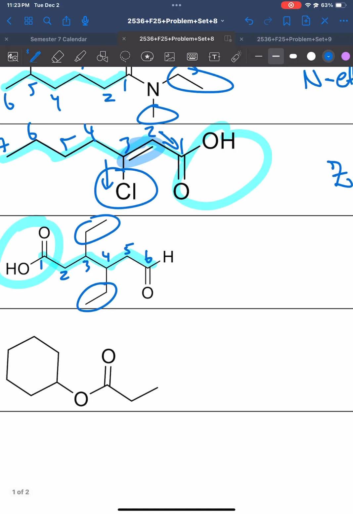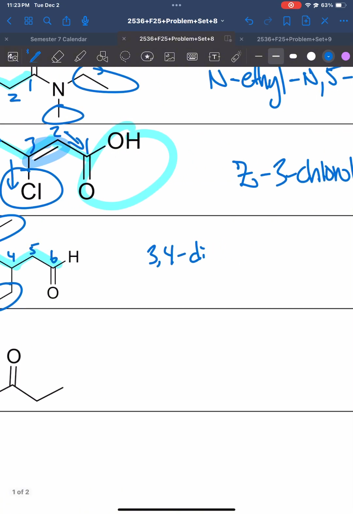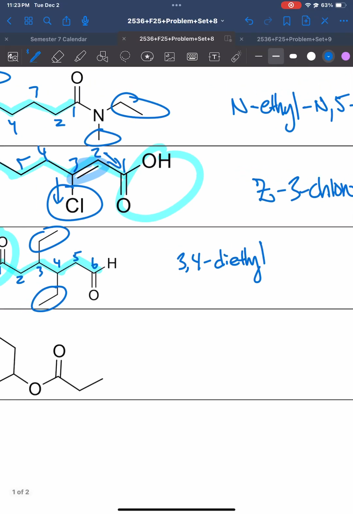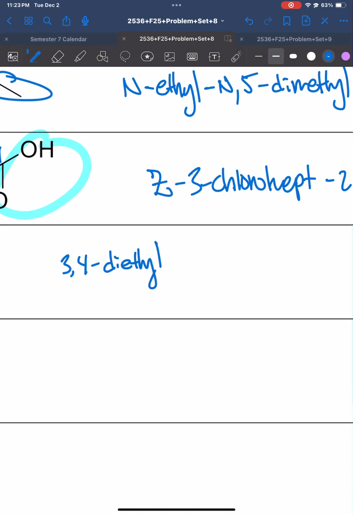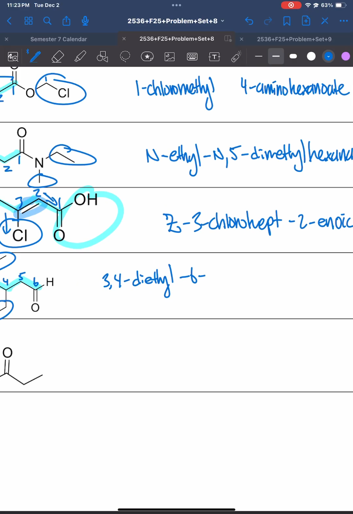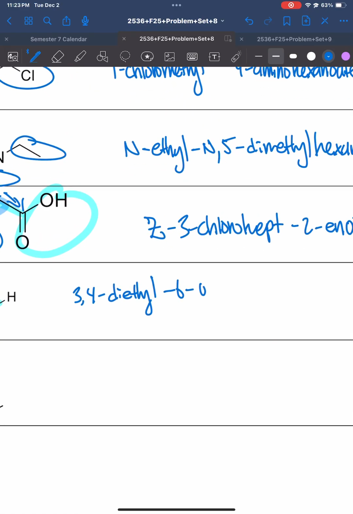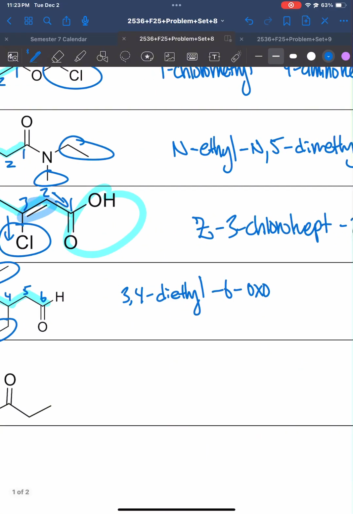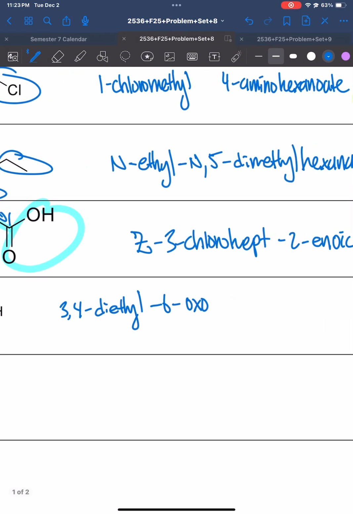I keep saying some sort. So 3,4-diethyl, right? And then we need to account for the aldehyde. And aldehyde, when it's not a parent chain, the side chain name prefix is going to be oxo, which is actually the same as a ketone. So keep that in mind. 6-oxo, and this is 6 carbons long, hexanoic acid.